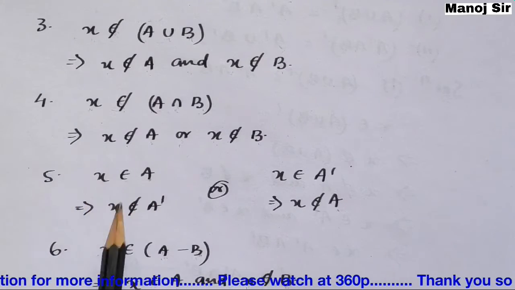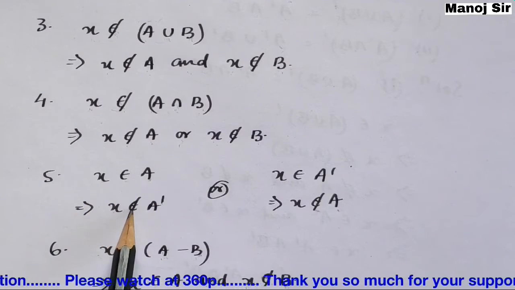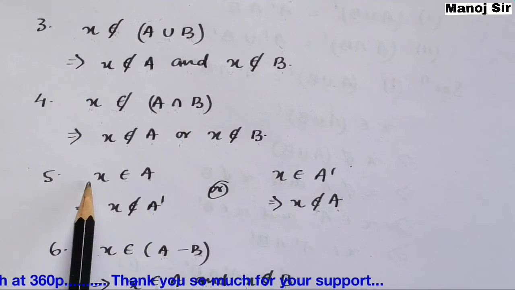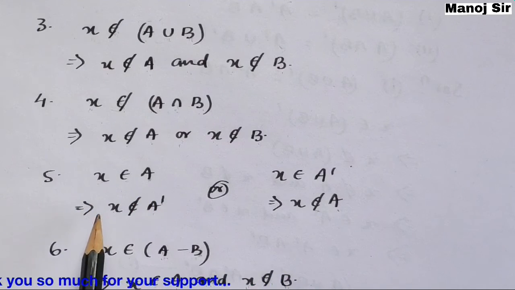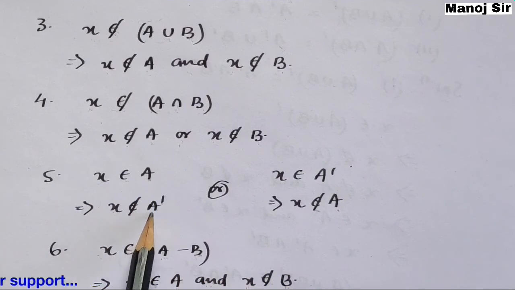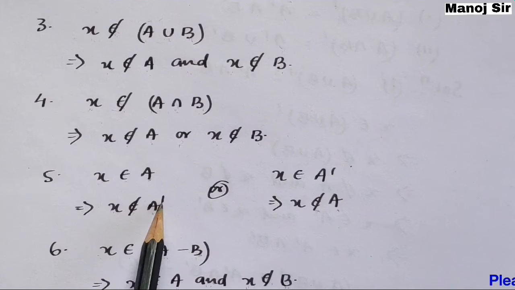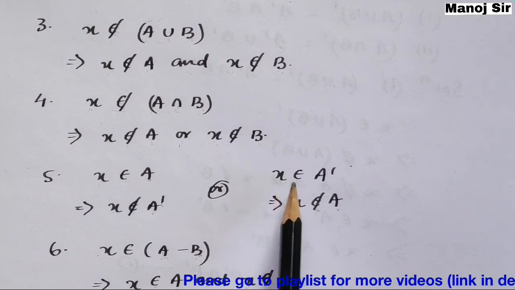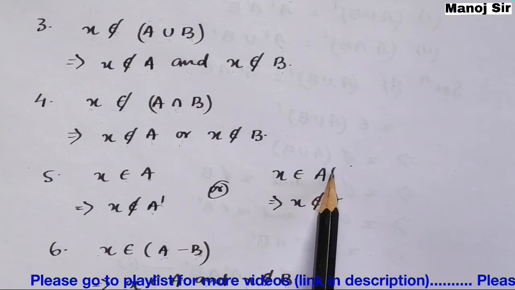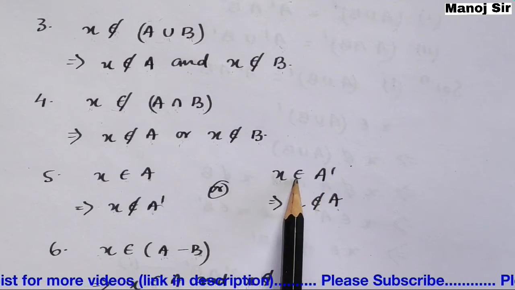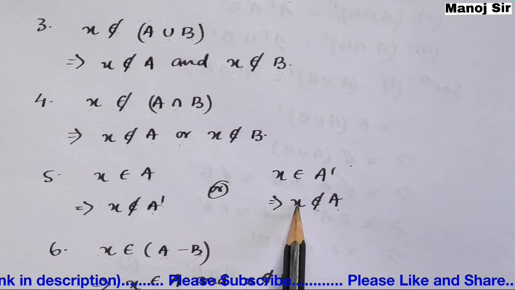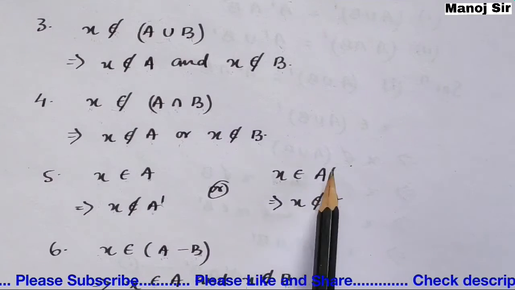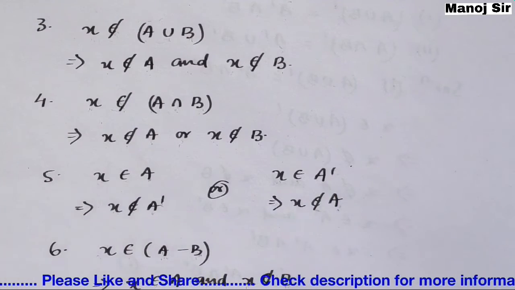Now we'll come to the fifth part, that is x belongs to A. If x belongs to A, then x does not belong to A dash. If the element x is present in set A, then the element x is not present in the set A dash. In the same way, if the element x belongs to A dash, then the element x does not belong to A. I hope these two points are very clear to you.